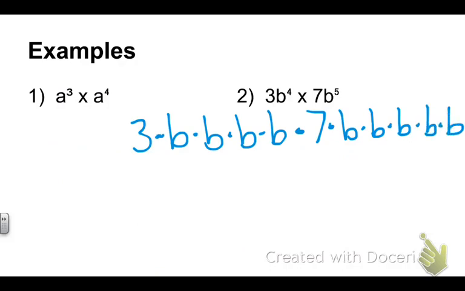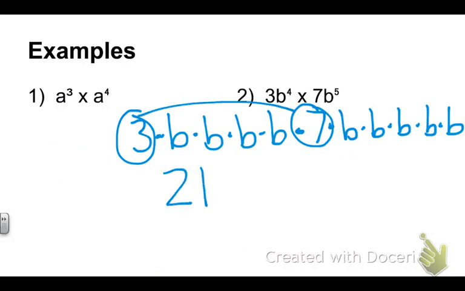So if you look back at your notes, the first step, multiply any coefficients. That's your 3 and that's your 7. That we can multiply, so that's going to give us a 21. And then count your b's. How many do you have? You should see that you have 9 of them. So go back to your exponents. Here's 4, here's 5. How do you get 9? You add the exponents.